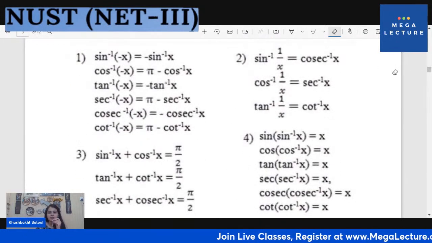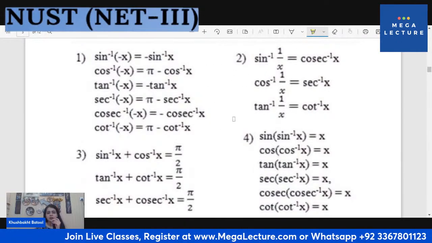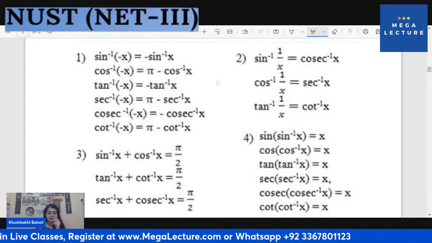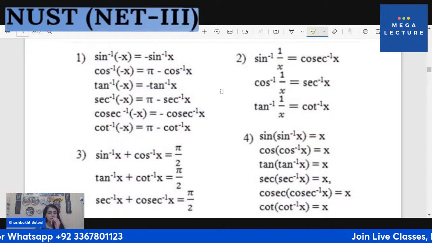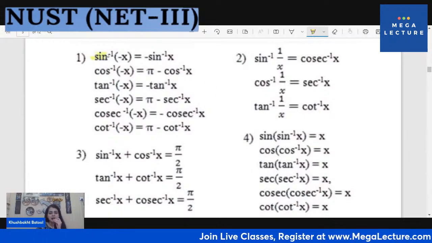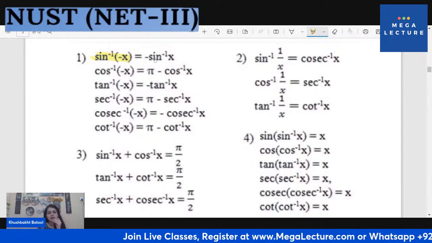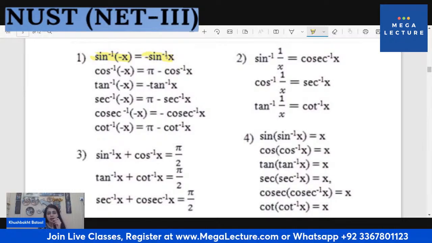And then the last thing in the overview, and the most important thing, is these four groups of identities for the inverse functions which you need to memorize. Okay. I'll just highlight the most important ones. All of them are very important, but I'll just highlight the most important ones. Sine inverse of minus x is equal to minus sine inverse of x.